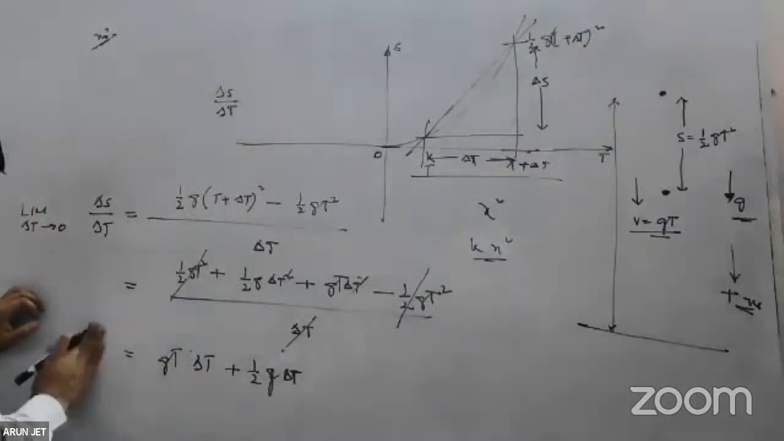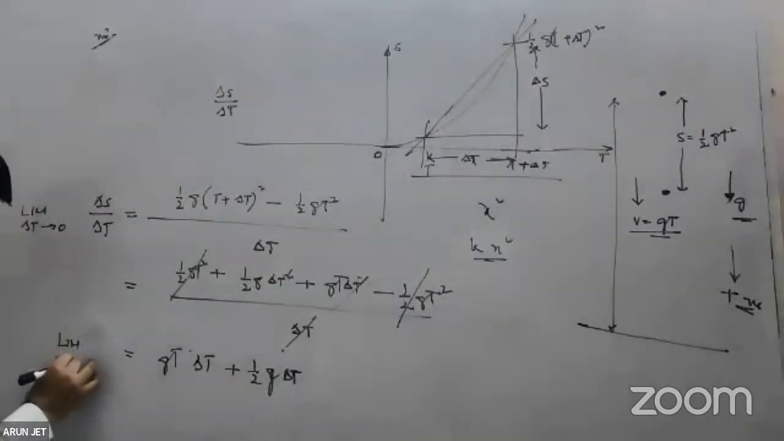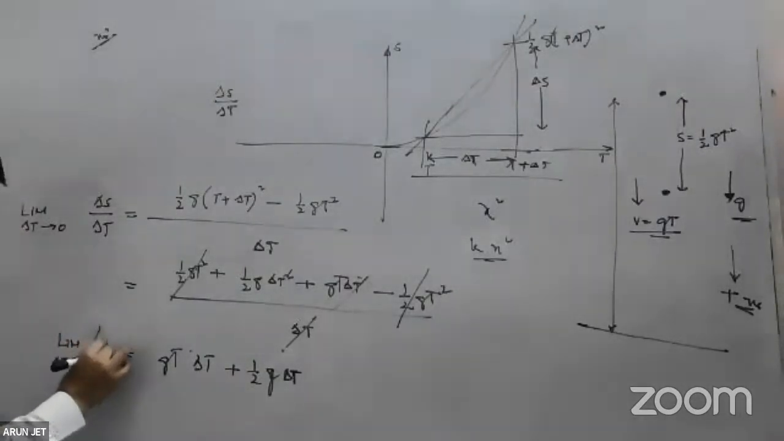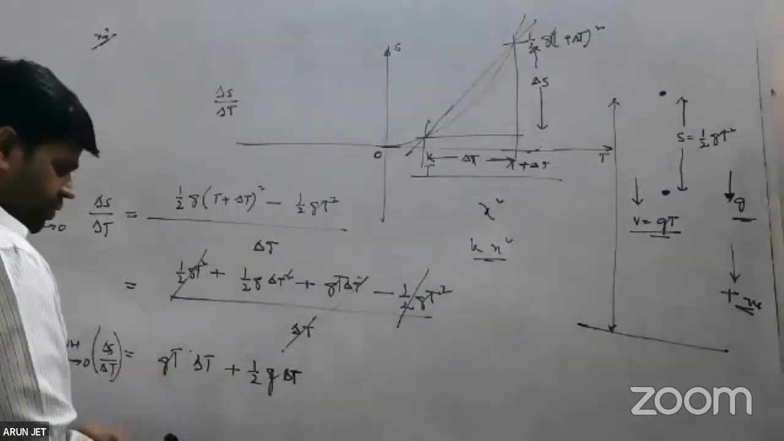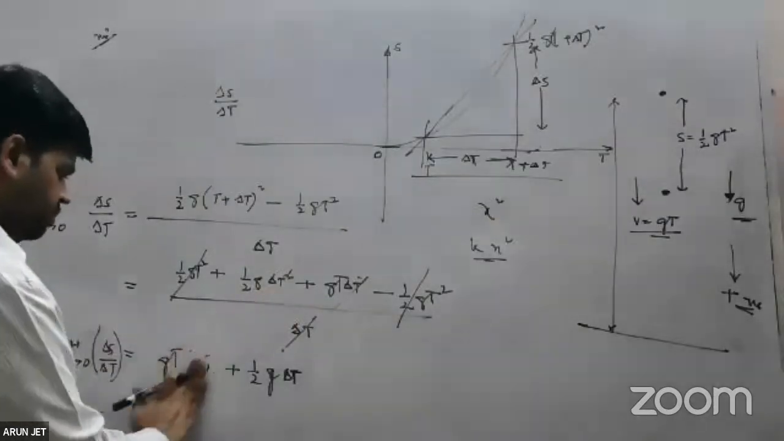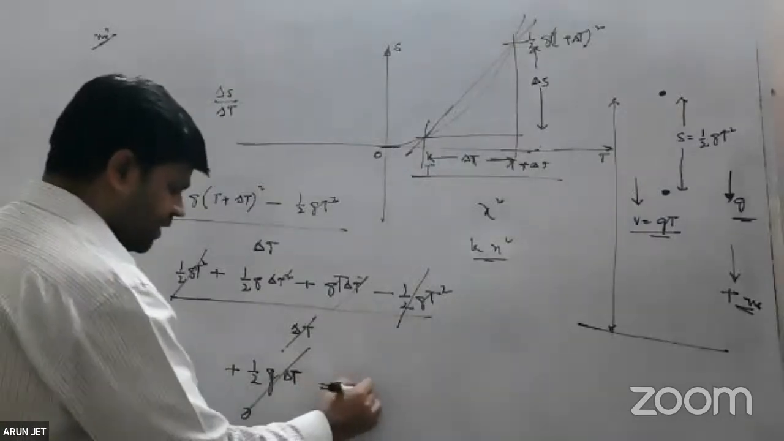And this is limit delta t tends to 0, delta s by delta t. Now to substitute delta t tends to 0. What is delta t tends to 0 now? This becomes 0. What I get is gt.